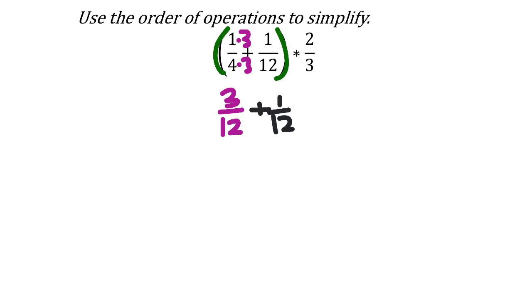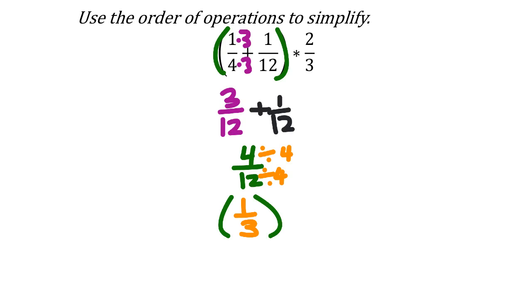And in 12ths, 3 plus 1 is 4/12. But this is simplifiable, right? Because 4 and 12 are both divisible by 4, making that 1/3. So rewriting the problem now, because I just simplified everything inside of the parentheses, I got 1/3 times 2/3. Now that was addition inside the parentheses, so we needed those common denominators, but now I'm using multiplication. So I do not need common denominators. They are, but I don't need them to be.